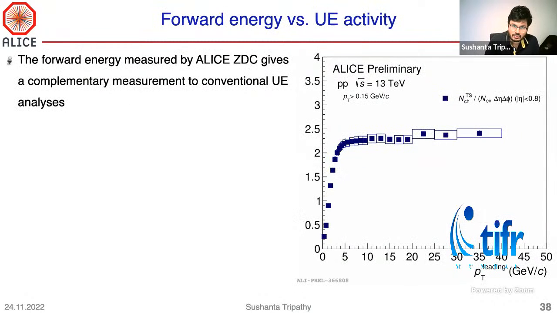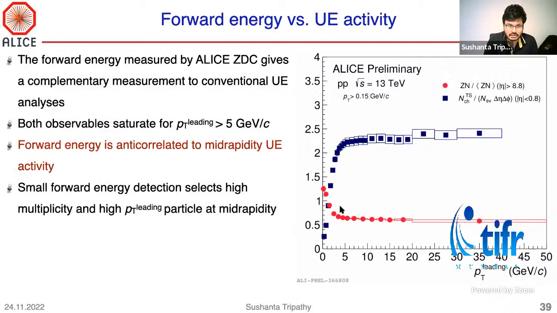Okay, so one can correlate the underlying event measurement at mid-rapidity with the forward energy measured in the ALICE zero-degree calorimeter. One could naively expect that the forward energy measurement would give a complementary measurement to the conventional UE analysis. To see this, take both observables: the underlying event activity measured by the charged particle density, and the ZN energy.